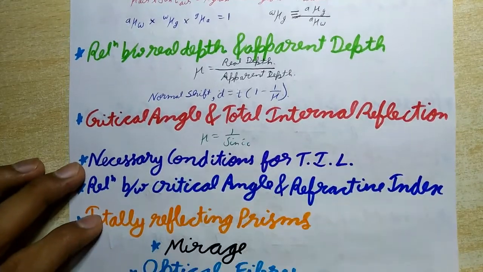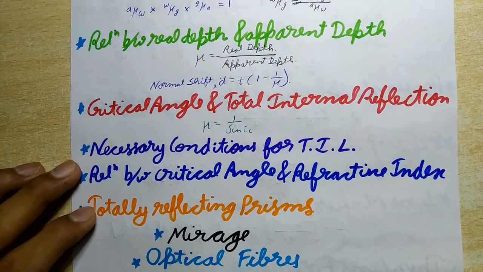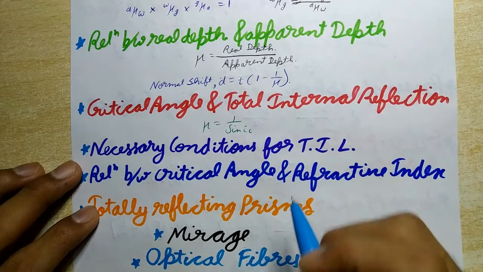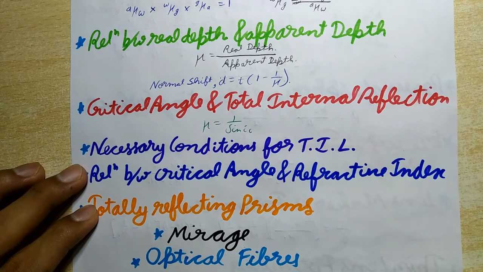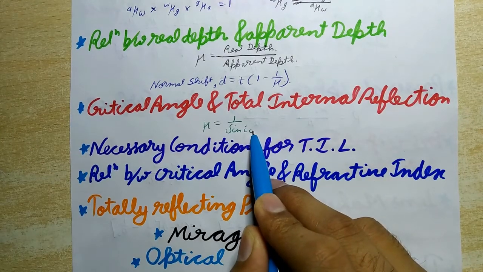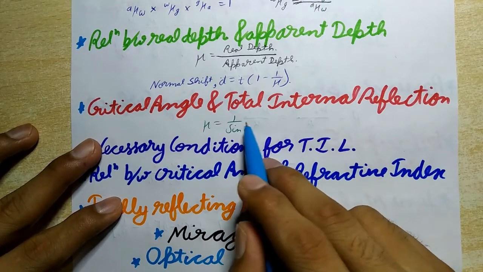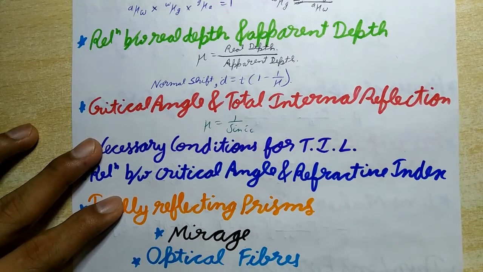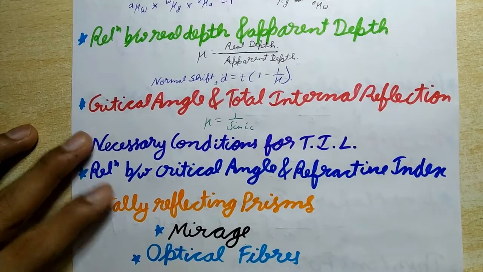Now next is critical angle and total internal reflection. The angle of incidence in the denser medium for which the angle of refraction in the rarer medium is 90 degrees is called the critical angle of the denser medium and is denoted by iC. So when i is equal to iC, then r will be equal to 90 degrees, and sin iC upon sin 90 is equal to 1 upon mu, or we can say that mu is equal to 1 upon sin iC.